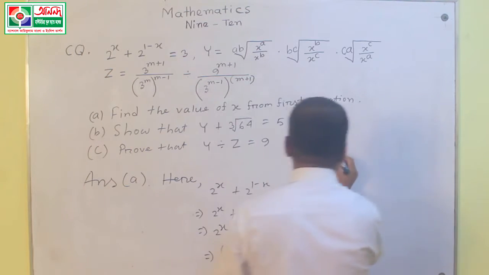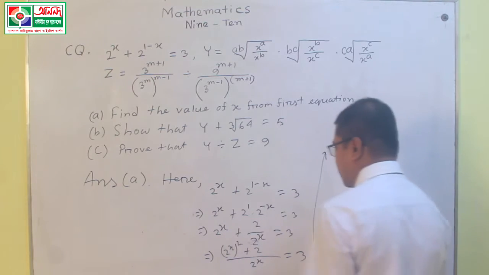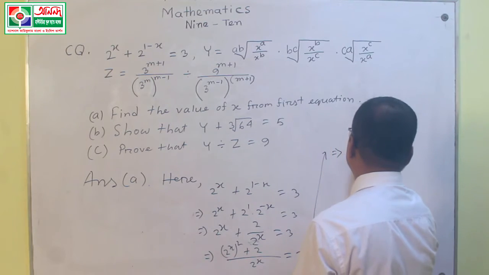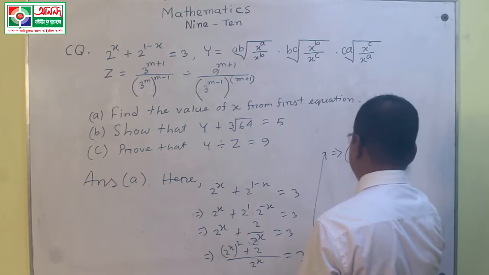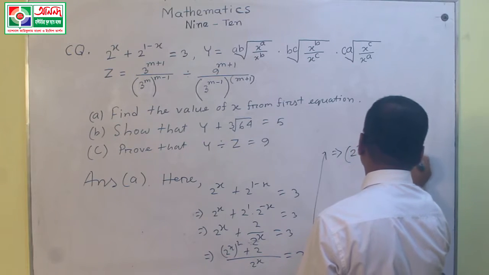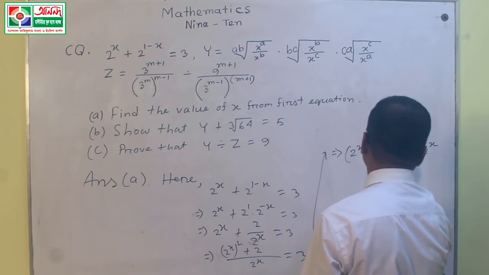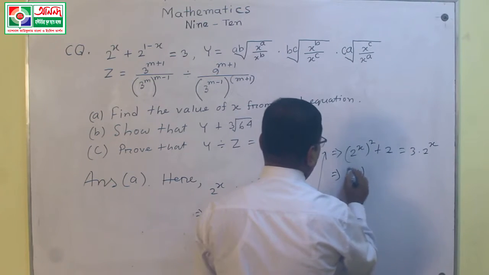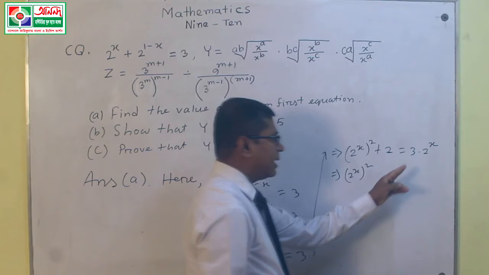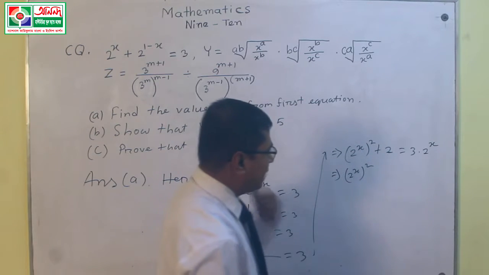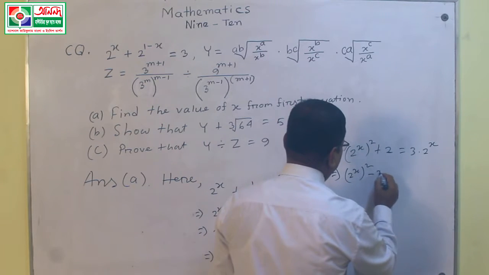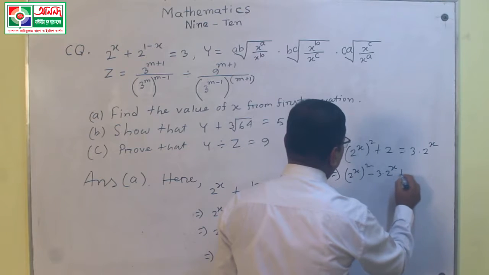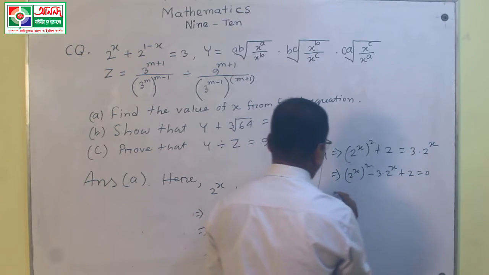Students, now you can cross multiply, so you can write 2 to the power x whole square plus 2 equal 3 into 2 to the power x. We can transfer 3 into 2 to the power x to the left hand side, so you can write 2 to the power x whole square minus 3 into 2 to the power x plus 2 equal 0.